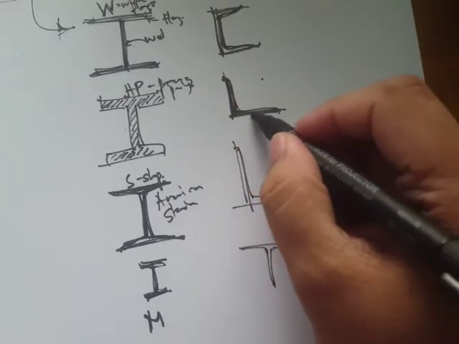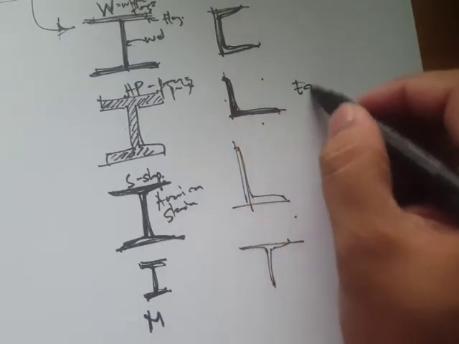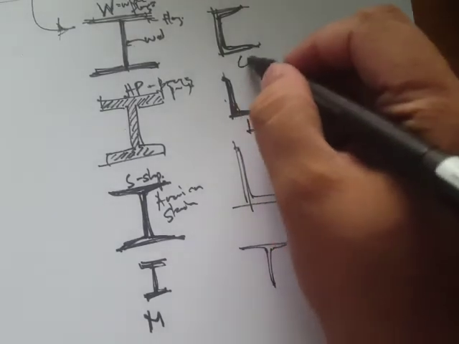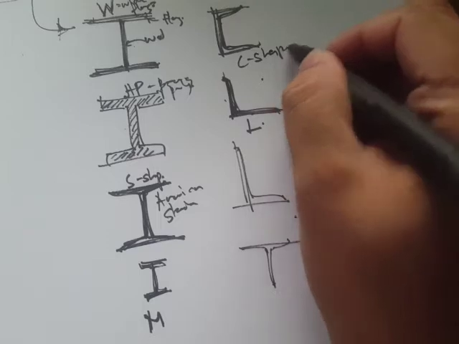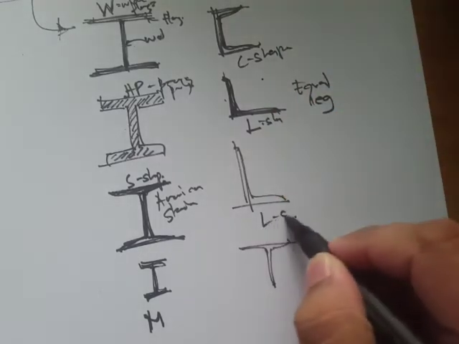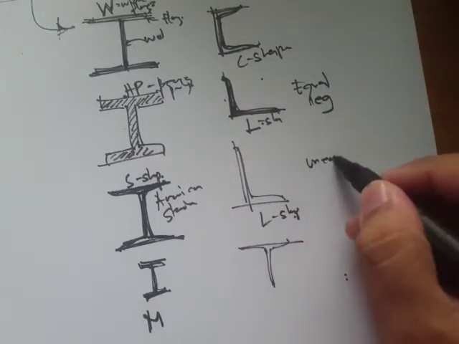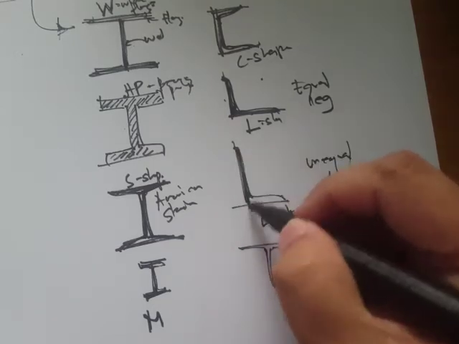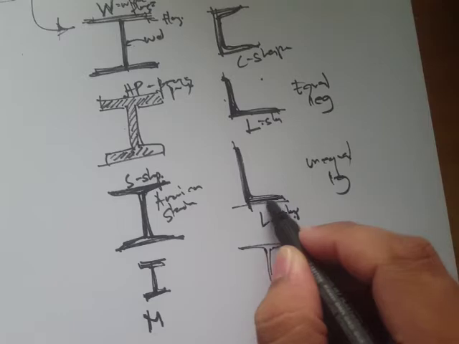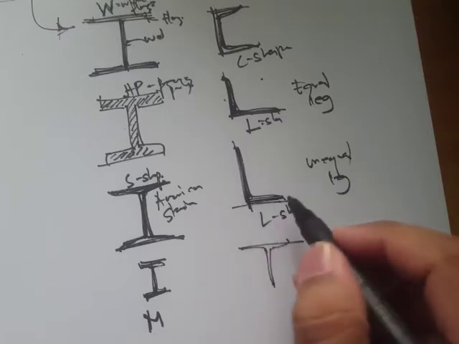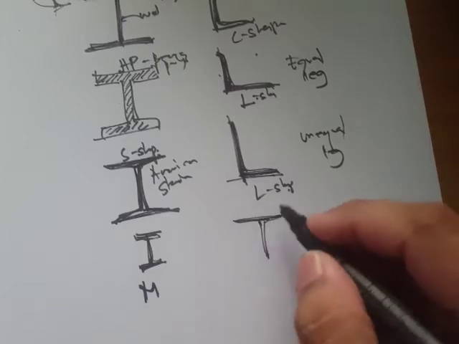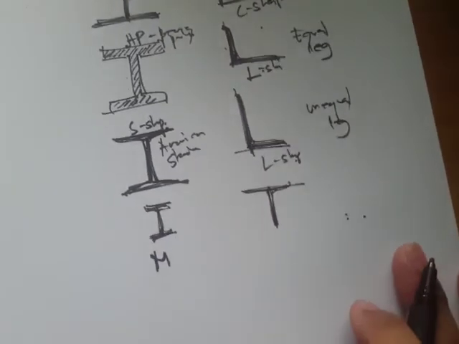Okay, so we can have angles that have equal legs. Equal leg angles, and that's L shapes. This one is C shapes, L shape. This is also L shape, but this is unequal leg. When you say unequal leg, it's because this leg does not have the same dimension as this leg here. We can also have D shapes. Okay, so that's our hot rolled shapes.